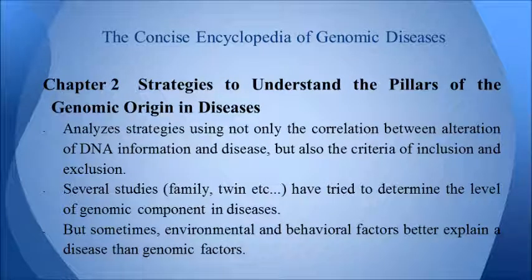The second chapter analyzes the strategies for understanding pillars of genomic origin in diseases, using not only correlation between alteration of DNA information and disease, but also criteria of inclusion and exclusion. It's sometimes hard to determine the level of genomic component in a disease, but several studies, including family and twin, have tried to address this question. Sometimes environmental and behavioral factors provide a better explanation for a disease than genomics.